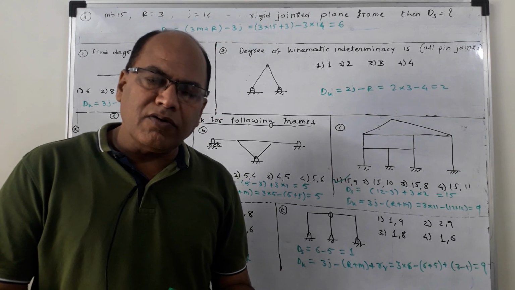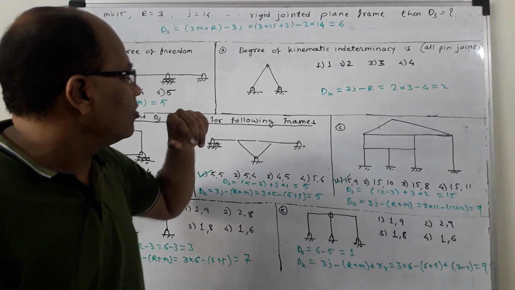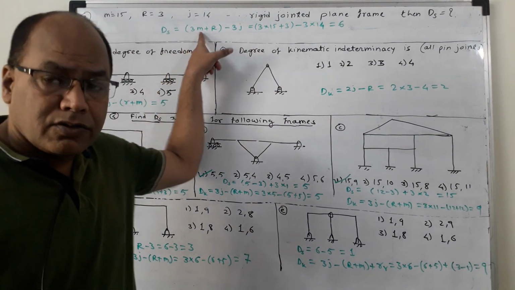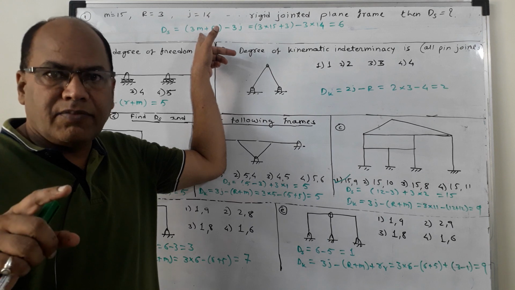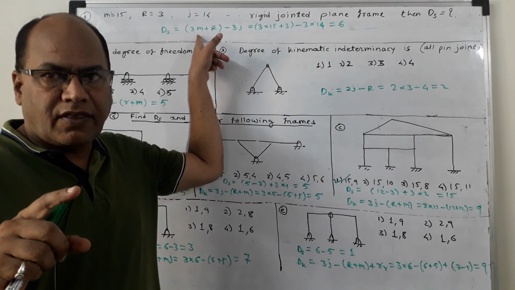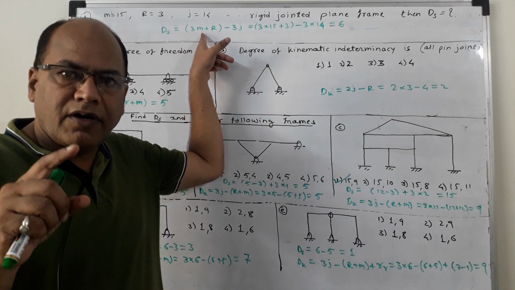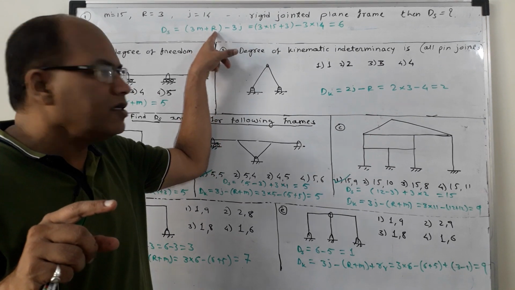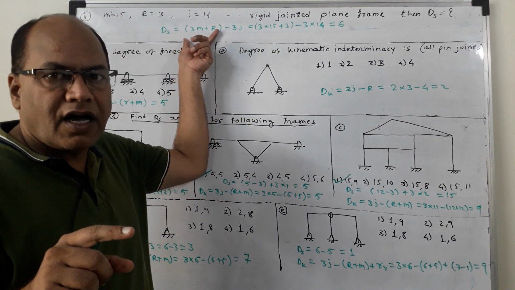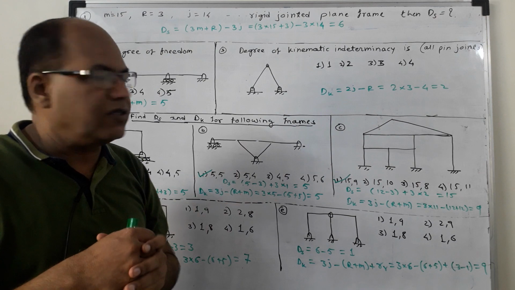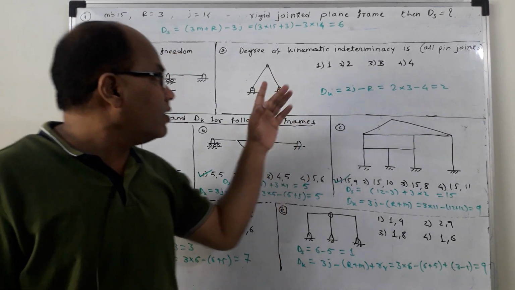Now the total number of unknown reaction components also includes the internal forces. Here in this case, we are going for a single formula. If there are m members in a rigid jointed frame, then in each member there will be 3 unknowns. So if m members are there, 3m is the total number of unknown internal forces, plus if r is the number of unknown reaction components at supports, this total, 3m plus r, is the total number of unknown forces.